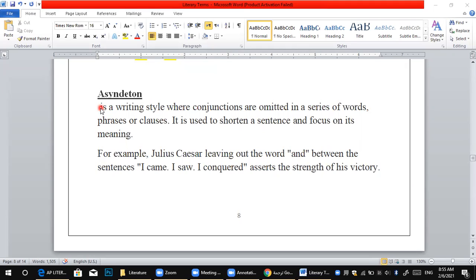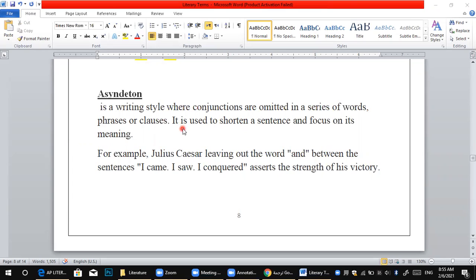So the first literary term here is called asyndeton. Asyndeton. What does it mean? Asyndeton is a writing style where conjunctions are omitted, focusing on conjunctions like and, or, but. Omitted here means removed, in a series of words, phrases, and clauses.